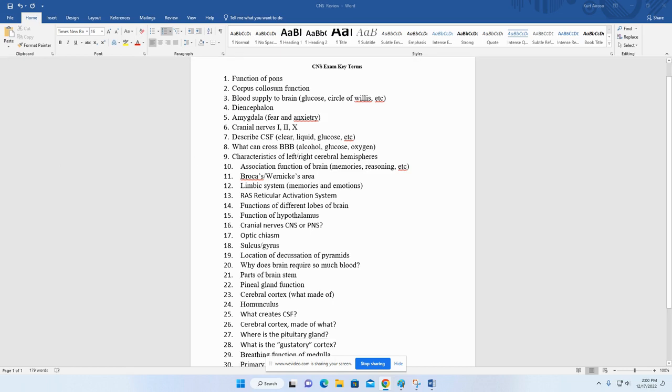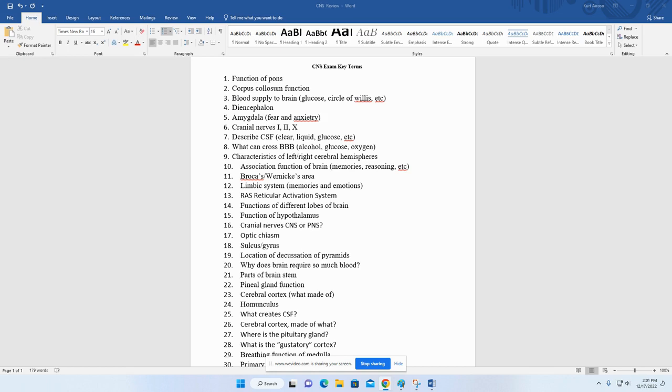7, CSF. Remember, if you're healthy, it is clear. It is full of glucose, salts. It's liquids. It has ions. The brain basically floats in it. It's for protection. But those are all things that describe the cerebrospinal fluid. I already went over things that can cross through: alcohol, glucose, oxygen. Those are 3 things that can easily pass through the BBB, or blood-brain barrier.